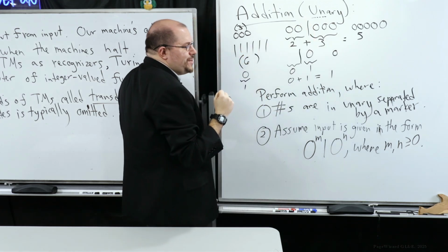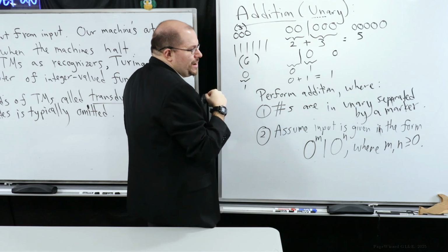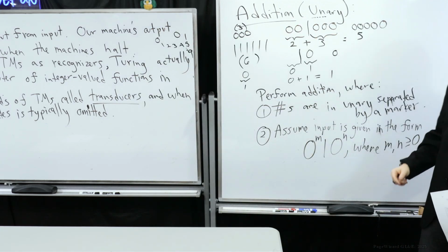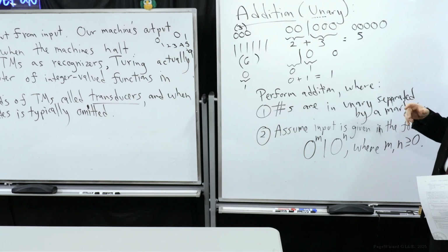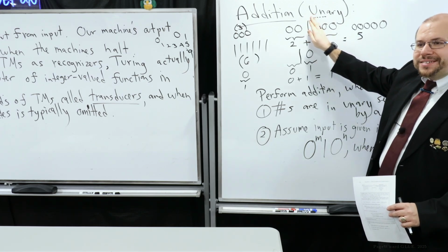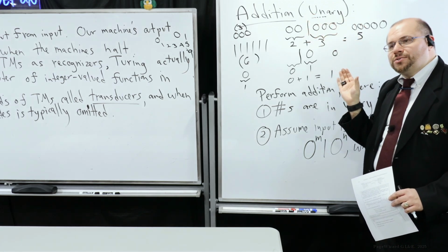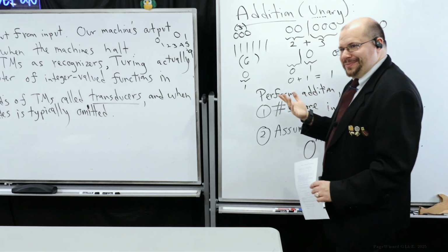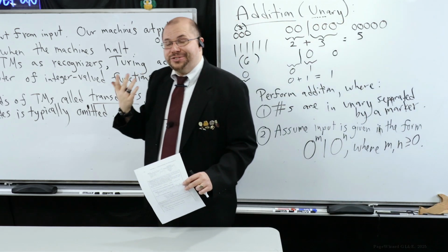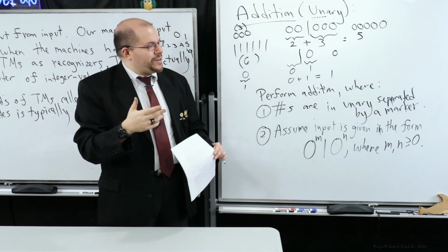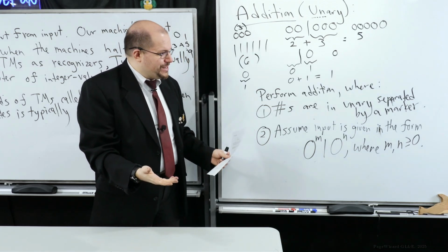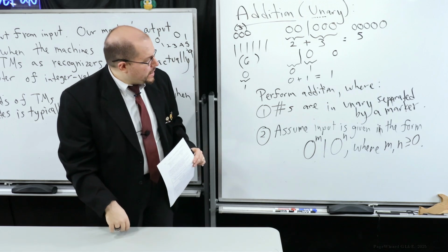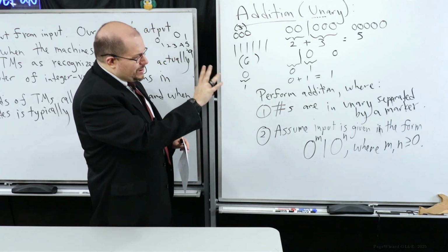So if there's any way I can get rid of that separator, I can get the answer. If I could design a Turing machine that removes the separator and then shuffles the zeros over in some way, then I'm done. That's what I need to come up with as a transducer. Remember, a transducer is just a special kind of Turing machine. We call it a transducer because it doesn't accept or reject.